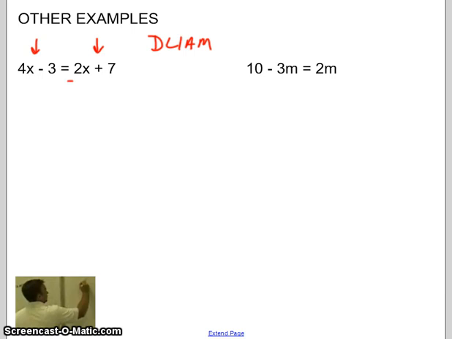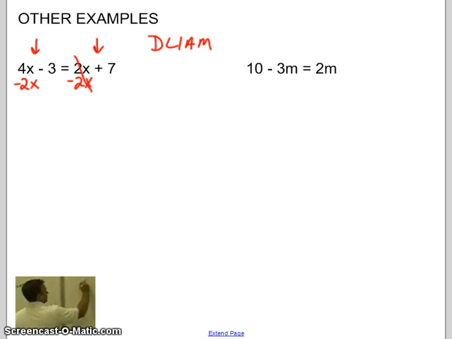I want to move my variable terms over. So I'm going to get rid of this 2x by subtracting it from the right side. You could get rid of the 4x if you want. I always like to try to get my variables on one side of the equation if it allows me to, if it's quicker that way. So that cancels out. Whatever I do to one side, I have to do to the other.